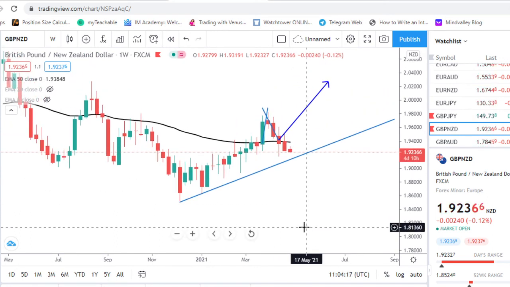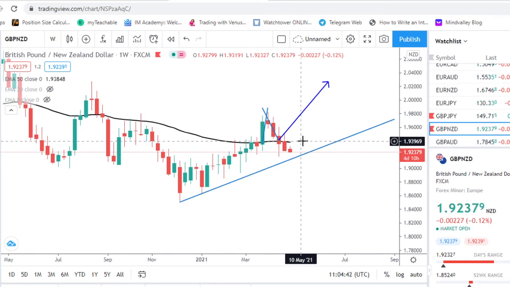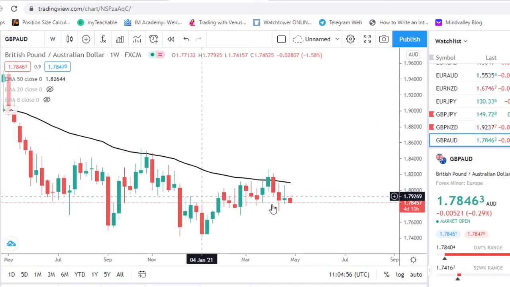Okay, so I'll sell below 1.916, and buy above the 50 moving average on weekly. Okay, but it's still neutral for now.